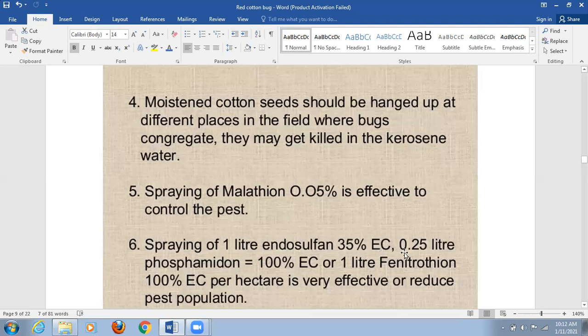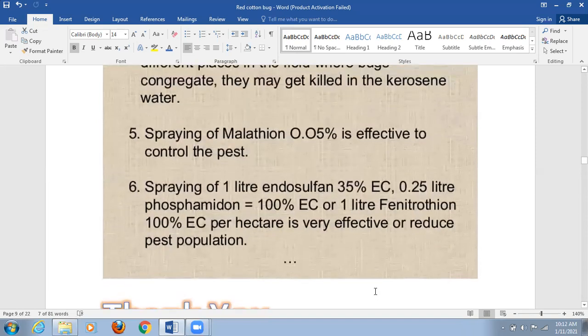This is the first strategy, or 0.25 liter of phosphamidon and 100% endosulfan. This is another strategy: spraying these chemicals, or 1 liter of fenitrothion and 100% endosulfan per hectare, is very effective to reduce the pest population. So these are some chemical methods to control this red cotton bug.